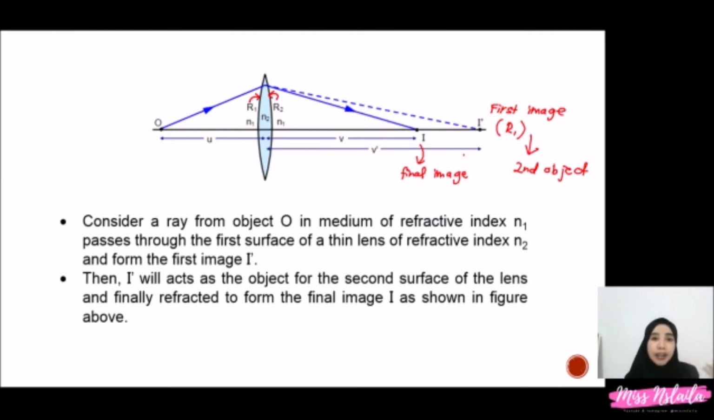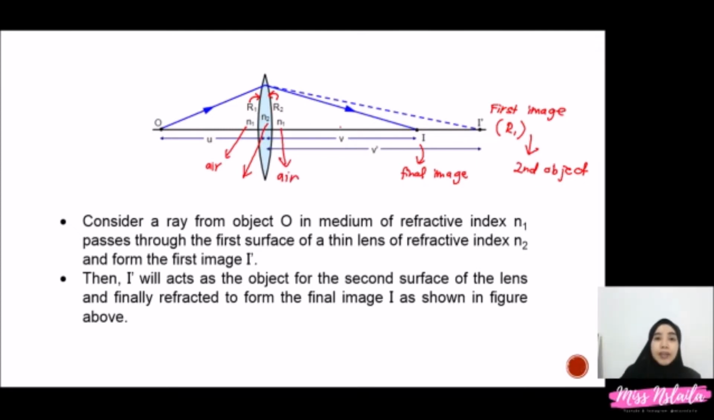So for the refraction at a spherical surface, we only have one spherical surface, so only one image will be produced. But when it comes to thin lens, there are two surfaces, there are two R, so the image will be produced twice. So it will produce the first image first, then the first image will become the second object. After that, it will produce the final image. And then look at the refractive index. If the thin lens is placed in air, N1 is air, N2 is the medium of this thin lens, and then N1 is air again.